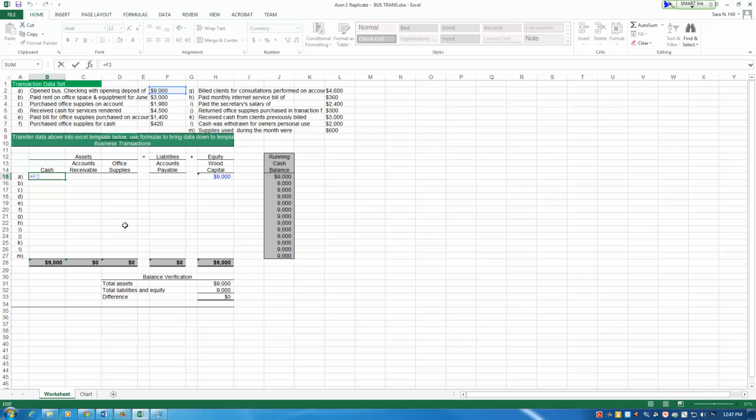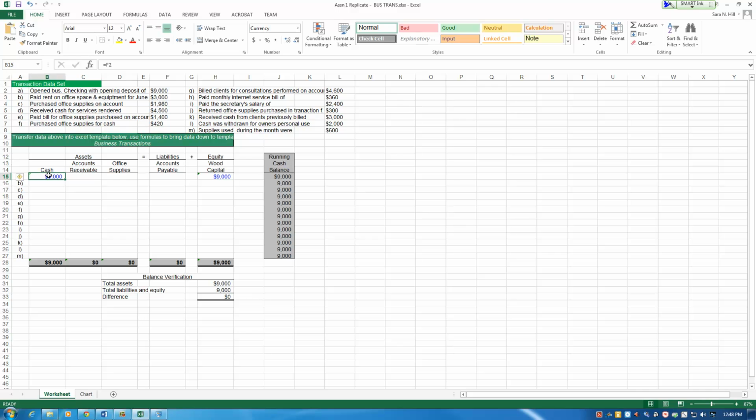So let's explore how this spreadsheet calculates the totals and keeps our equation balanced by moving the transactions up here into our template. The very first one that we're looking at, A, is that we opened a business checking account with an opening deposit of $9,000. So in this spreadsheet, we're going to show that as a positive $9,000 cash.